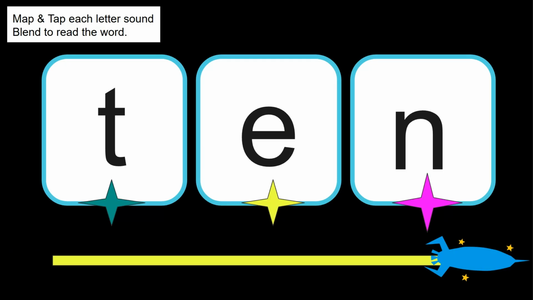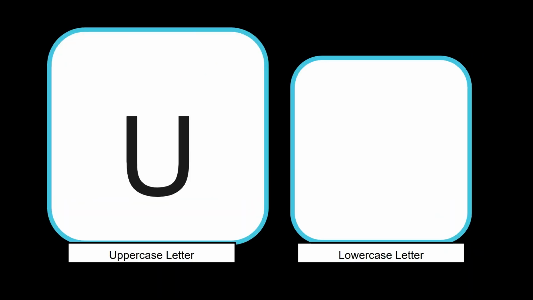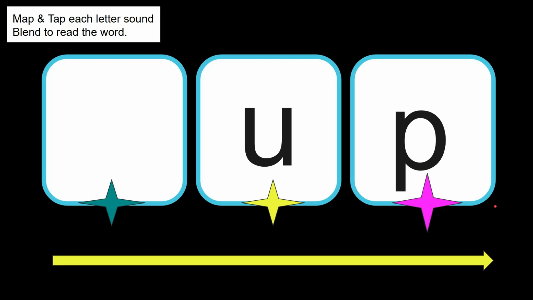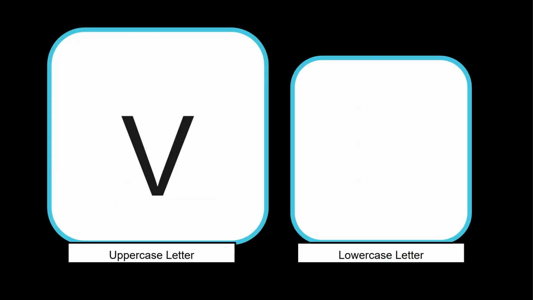Great job. Next we have the letter U. U. This is a vowel, so we're going to have two sounds. The first is the short vowel. We're going to learn just like in the word umbrella. The long vowel is U, just like in unicorn. Umbrella, U, unicorn. So let's decode with that short vowel sound. U-p. Up. Great job.